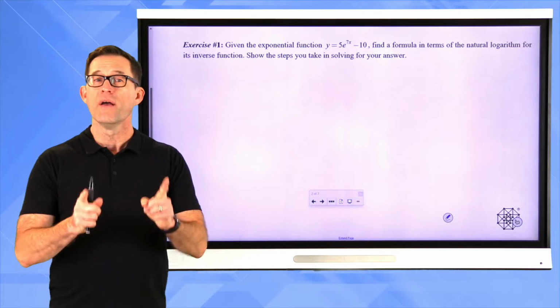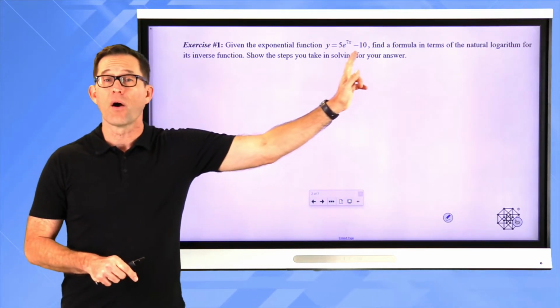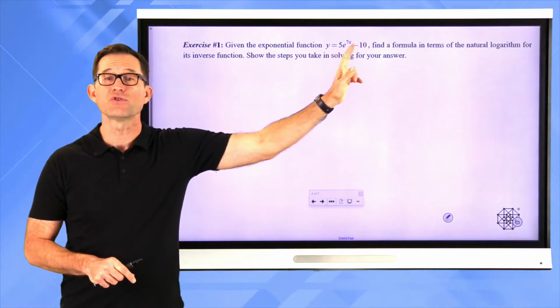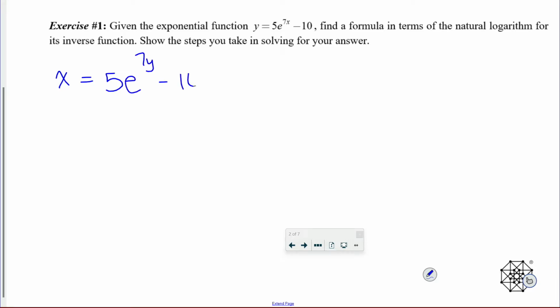Well, let's review. Step 1, whenever you're looking for the inverse equation, we're going to take our function and we're going to simply switch the roles of x and y. So the first thing I'm going to do is make a y into an x and make an x into a y. Okay, so now that's what I want to solve.